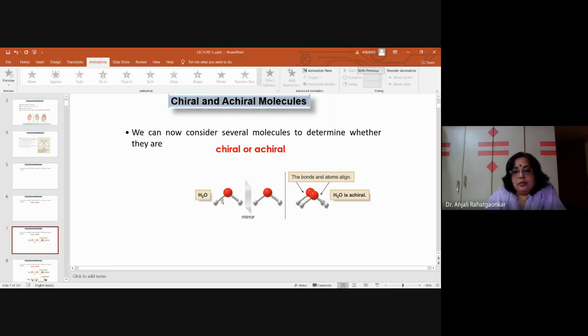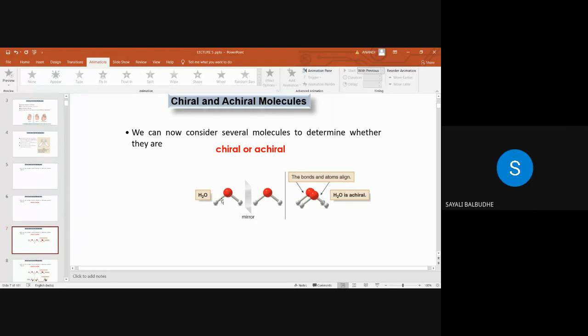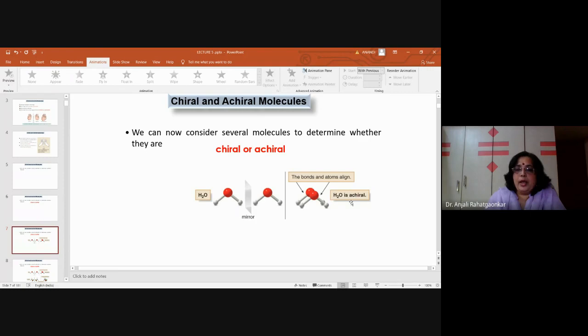Yes. They are achiral. Here I had written chiral, but it is still achiral. If I superimpose it, if I'm trying to overlap this molecule on this molecule, what I see, all they are exactly same. All right, the bonds and the atoms, they align with each other, means they are exactly same. So that's why they are achiral.